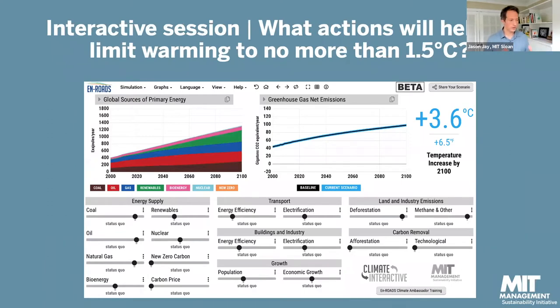The first thing I'm going to do is ask you, what actions do you think are going to help us limit warming to no more than 1.5 degrees Celsius? In the chat for the Zoom, I want everyone to share what kind of action is going to help us move the fastest toward a better climate future. Just paste whatever your favorite climate solutions are into the chat.